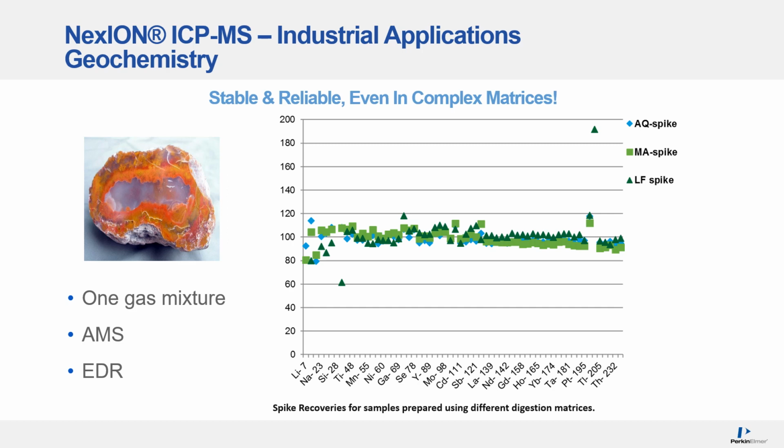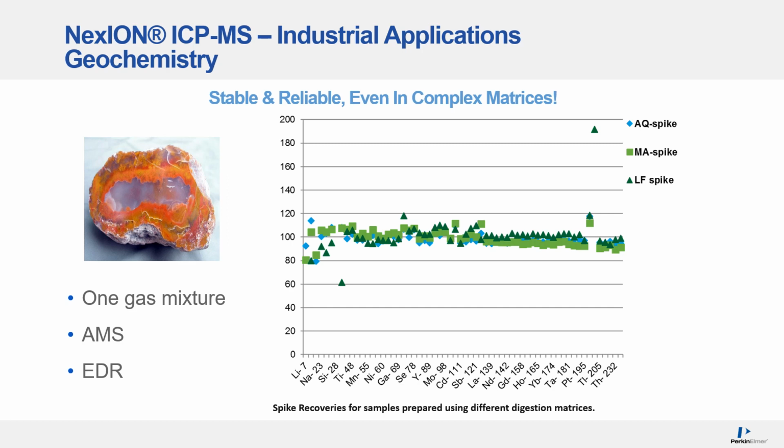Here we show spike recoveries across the mass range for 3 different digestion methods. We have aqua regia digestion, marked by the AQ or the blue diamonds. We have a 4-acid digest, the green squares, marked as MA, and then a lithium borate fusion, marked as the green triangles, LF.